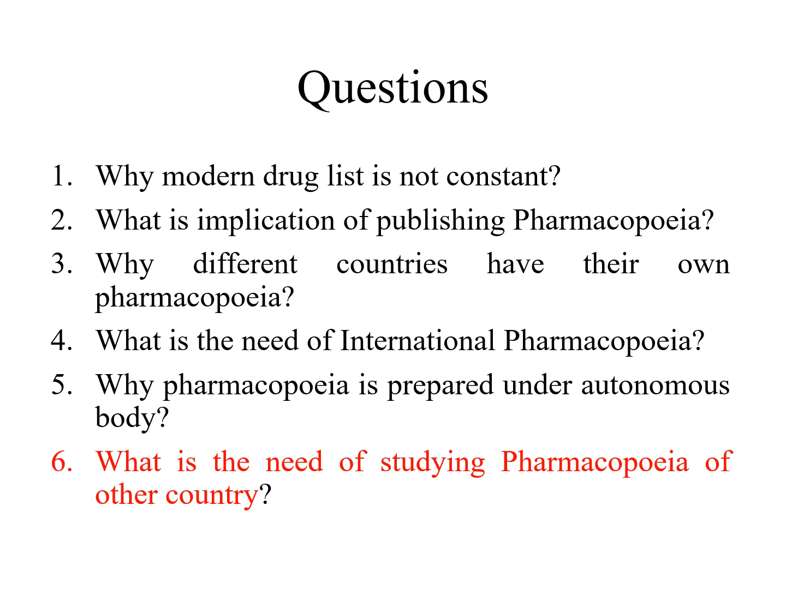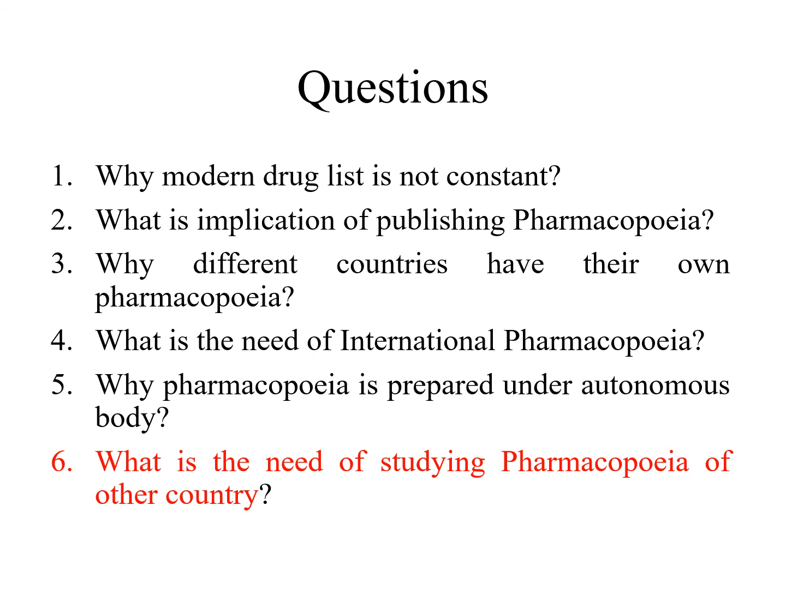Next, why do different countries have their own pharmacopoeia? Because different countries have their own genetic makeup, food habits and environments. Depending on that, they can tailor their own medication. What is the need of the international pharmacopoeia? This is particularly to fight against various pandemics that threaten humankind. Next, why is pharmacopoeia prepared under an autonomous body? Because the pharmacopoeia involves lakhs and crores of dollars. So any company or any individual cannot influence the list or the medication procedure. That is the reason the autonomous body takes care of the pharmacopoeia.